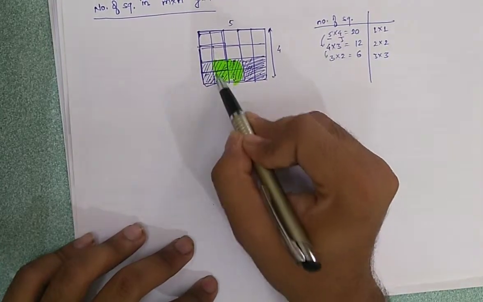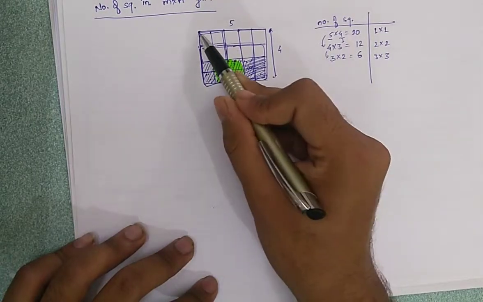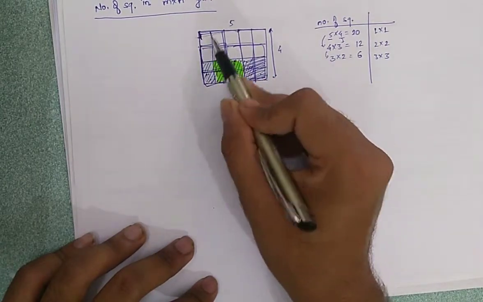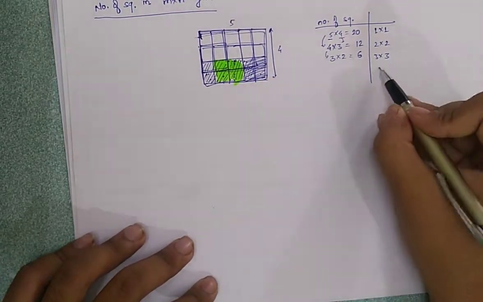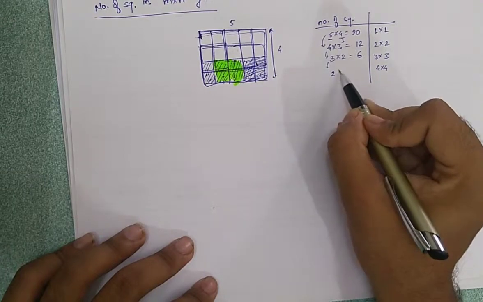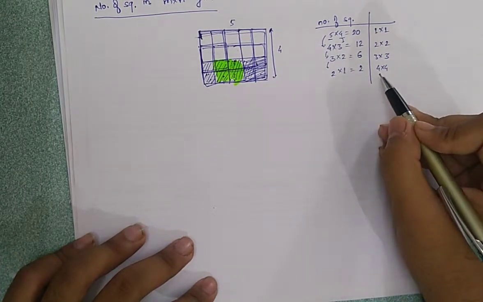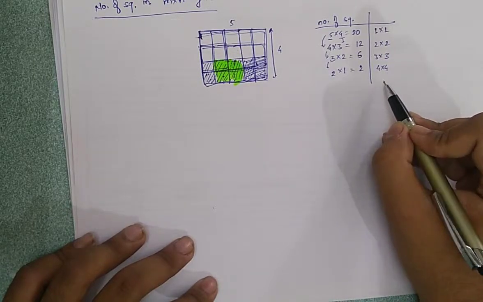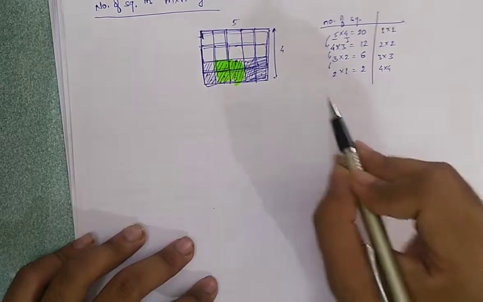1, 2, 3, 4, 5, 6. 4 into 4 squares will be 3 minus 1 is 2, 2 minus 1 is 1, so 2. Is there a 5 into 5 kind of square possible? No. 5 into 5 kind of square is not possible because the length of the column here is 4.